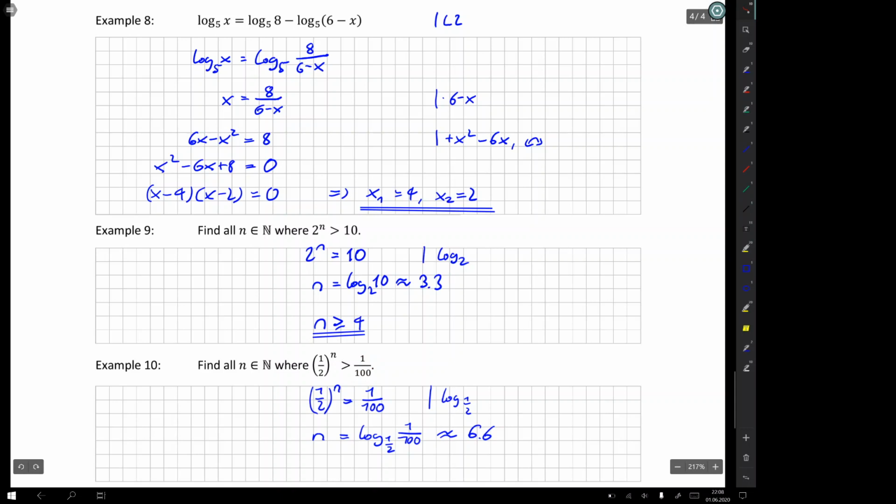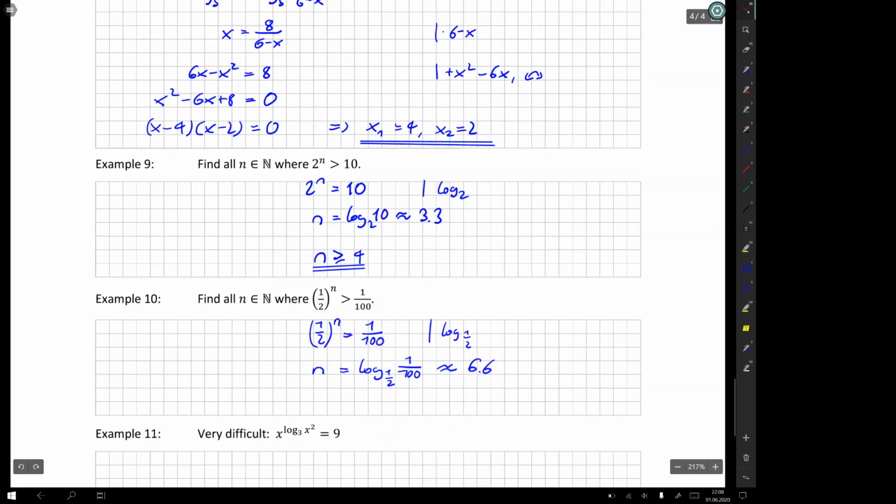Now the larger n becomes, the smaller the whole expression becomes, because I multiply more often with 1/2. However, I want this expression to be larger than 1/100, so n has to be smaller than 6.6, which means n has to be smaller or equal to 6.